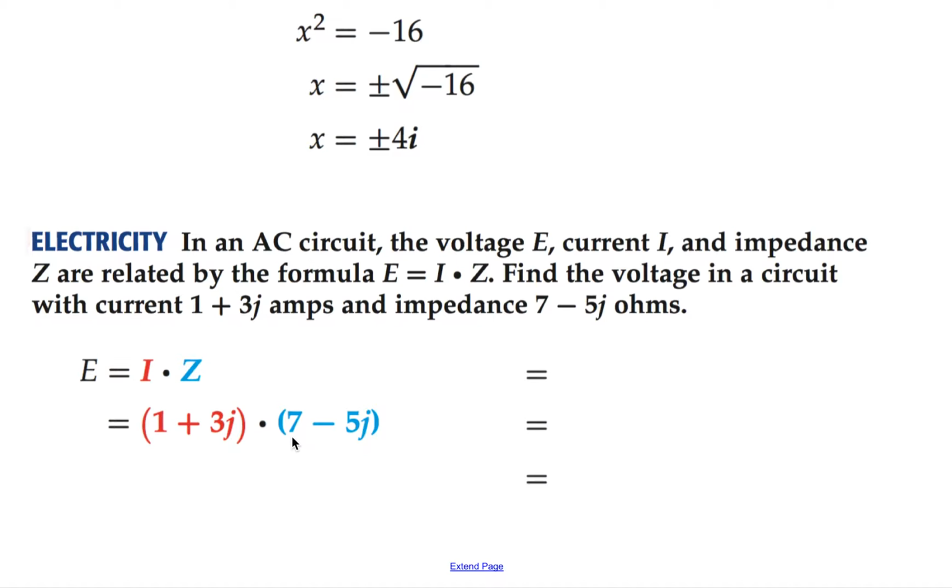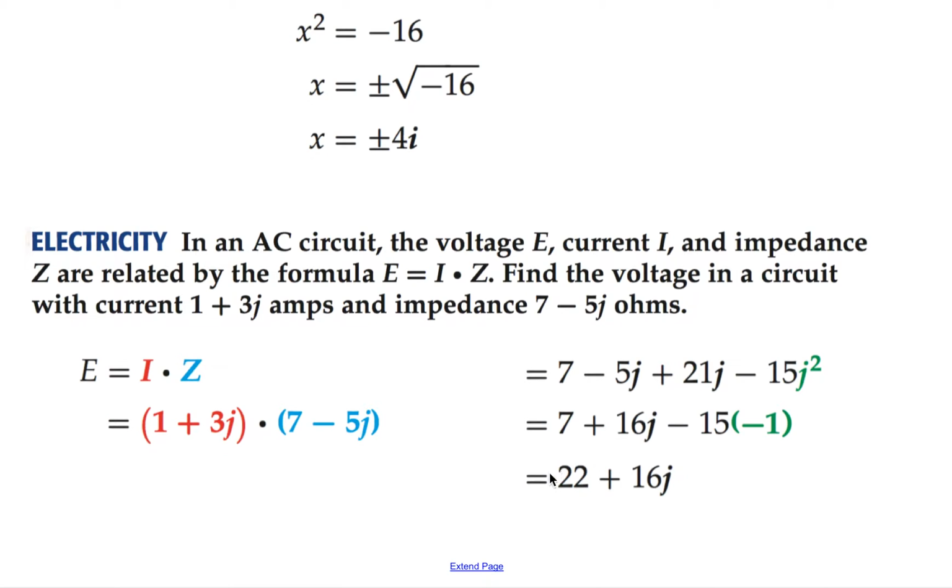Now, these are two binomials, so we're going to use FOIL to multiply them. We do the first, outer, inner, last, and our outer and inner terms will always combine here. So we get 7 plus 16j minus 15j squared. Now j squared is -1. Remember, that's really like i squared. And so this last term and the first term will combine. We'll have a plus 15 and a plus 7, which is plus 22, plus 16j.